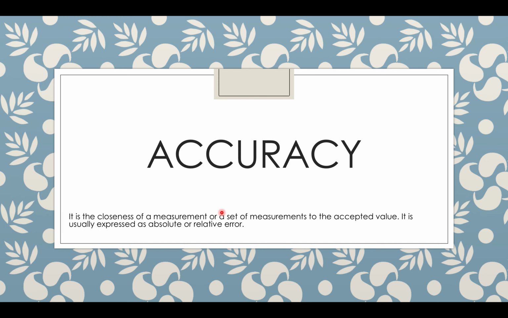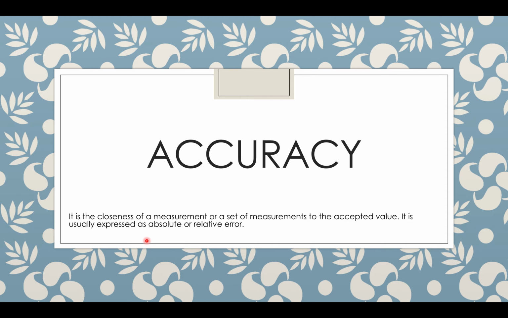Coming to accuracy. After precision, the next term we have to look into is accuracy. As defined, it is the closeness of a measurement or a set of measurements to the accepted value. It is usually expressed as absolute or relative error. These two terms we have already looked into in our previous classes. So here the closeness of the measurement is to the accepted value, or the true value. We have already discussed what we mean by accepted value.